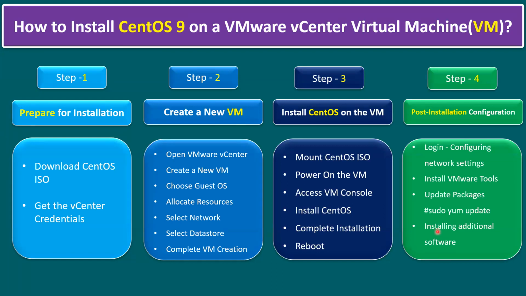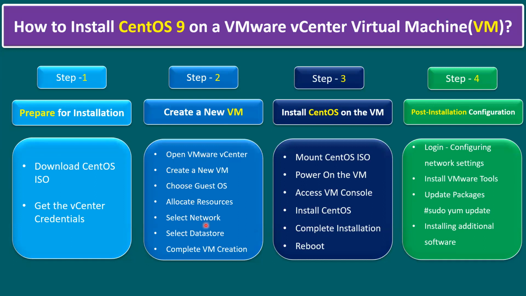And finally, installing the additional software. Suppose you want to assign this CentOS 9 to an end user or customer, whatever project-specific applications are required to be installed on this OS, we have to install them, and finally we can hand over this virtual machine to the customer. So these are the 4 key steps when installing CentOS 9 on a vCenter virtual machine.